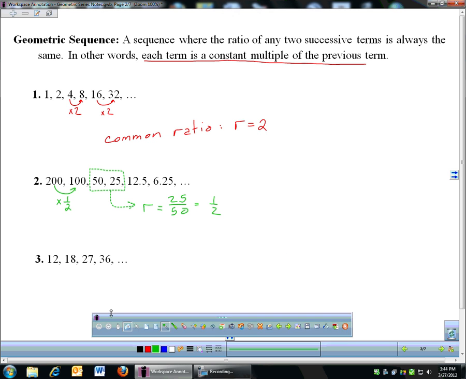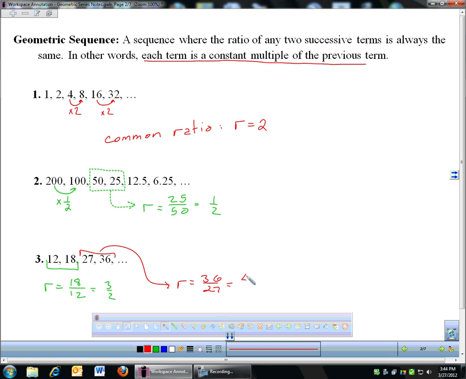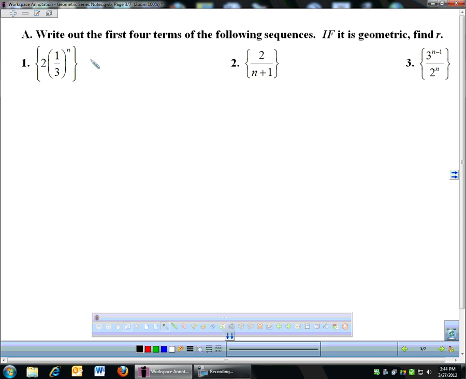If you look at number 3, this one actually is not a geometric sequence. The reason is, if I took the ratio of my first two terms, the ratio is 18 over 12, which reduces to 3/2. But if I took the last two terms, the ratio is 36 over 27, which reduces to 4/3. Since those are not the same, number 3 is not geometric, because the ratio does not stay the same.